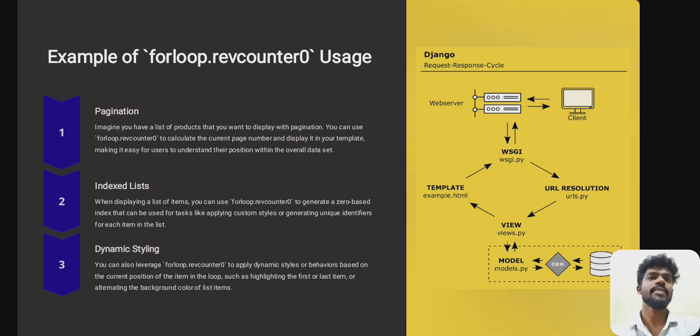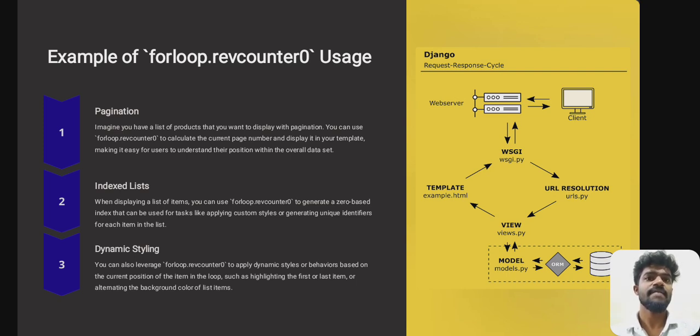Example of forloop.counter0 usage. Pagination. Imagine you have a list of products that you want to display with pagination. You can use forloop.counter0 to calculate the current page number and display it in your template, making it easy for users to understand their position within the overall data set.